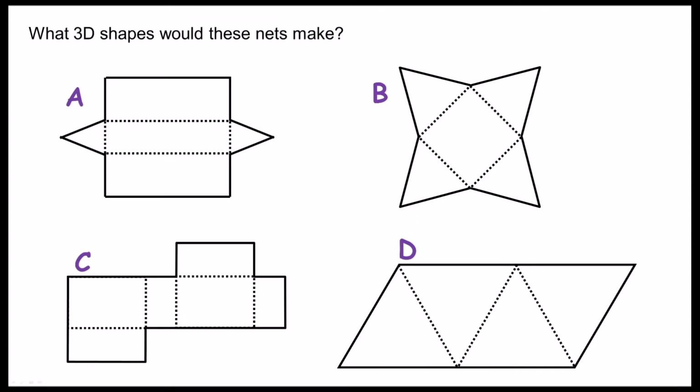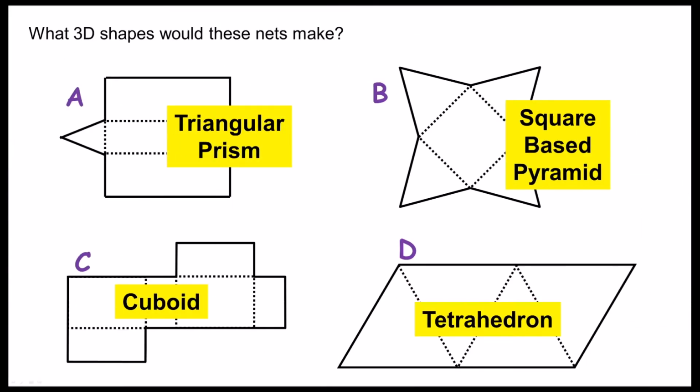Again, pause the video and see if you can figure out which 3D shapes these nets would make. So for A, it was a triangular prism, B was a square-based pyramid, C was a cuboid, and D was a tetrahedron, also known as a triangular base pyramid. We can use both of these bits of imagery to help us think about the properties of 3D shapes when we look at these later.